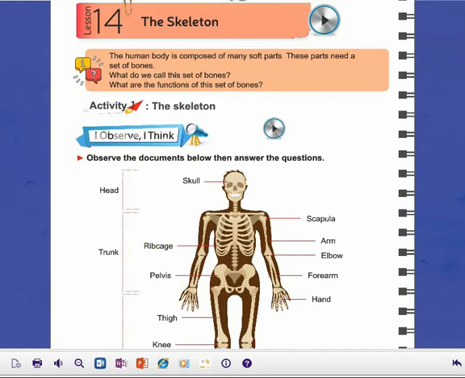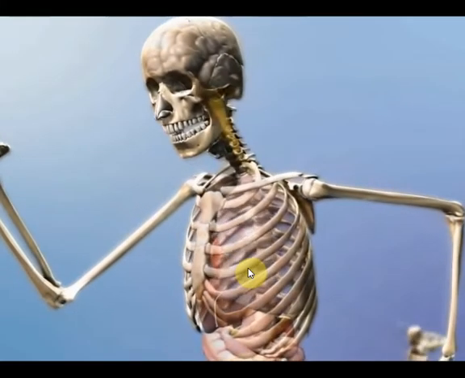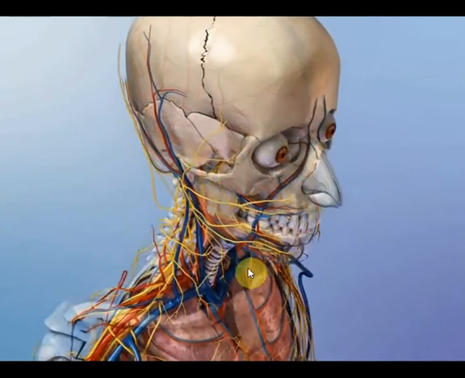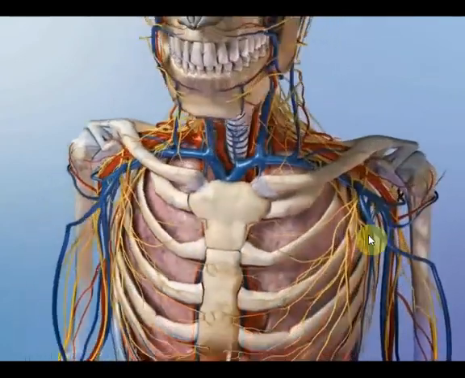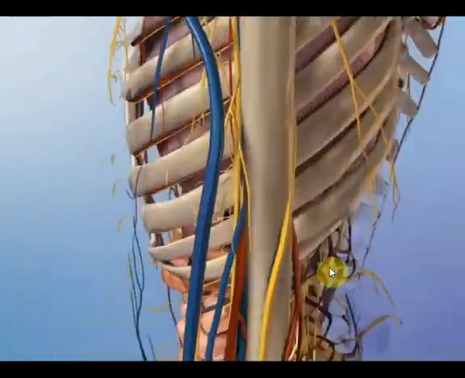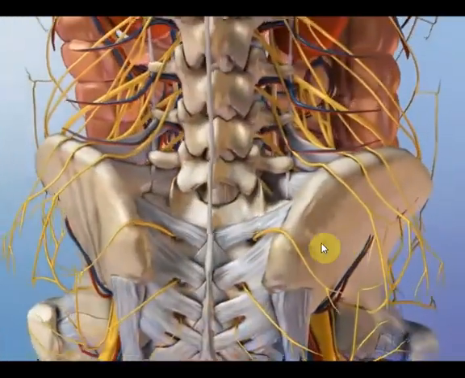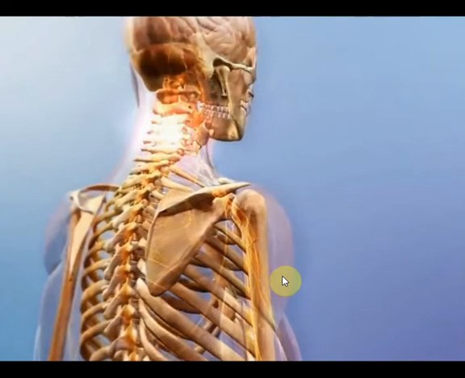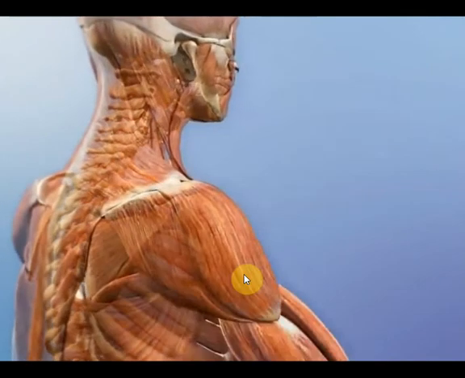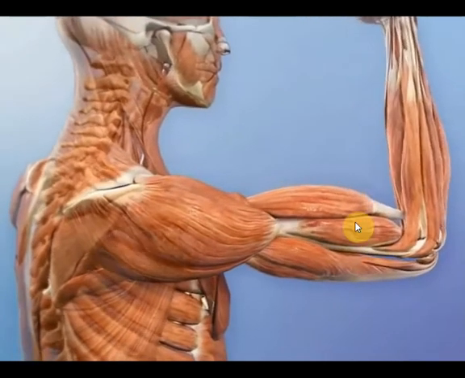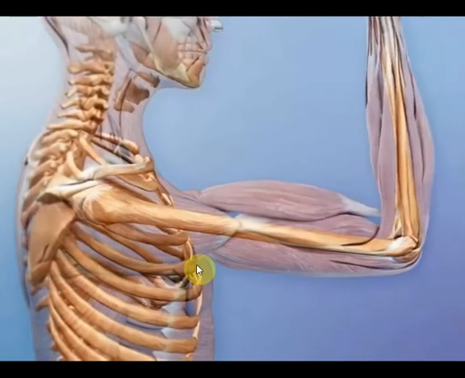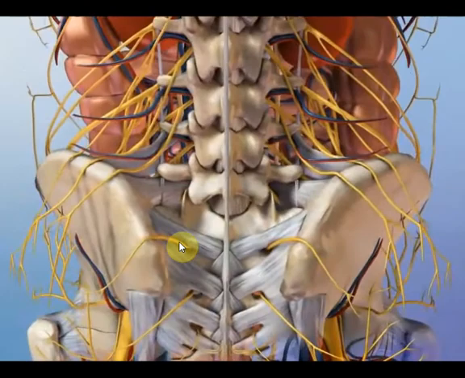We are going to watch another video about our skeleton. This is our skeleton. Our skeleton is made up of 206 bones. These are the blood vessels. Our bones are covered with muscles. Look at the biceps and the triceps. They contract and relax.